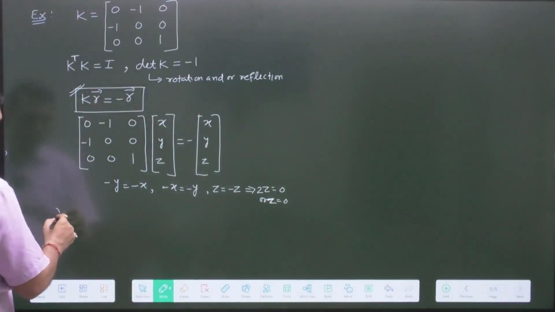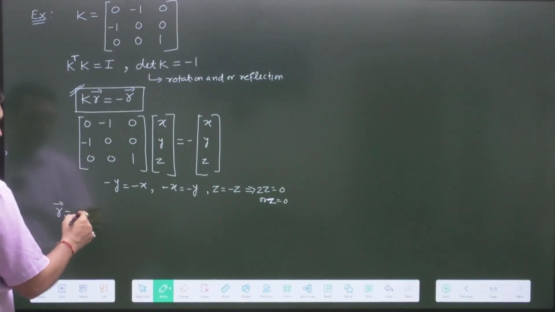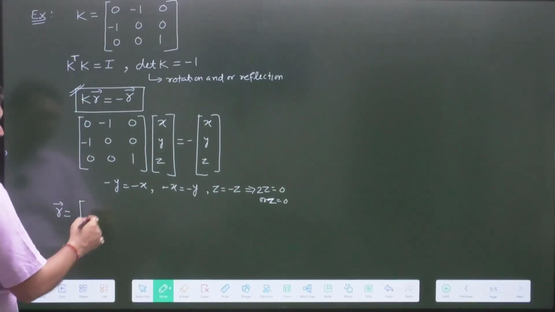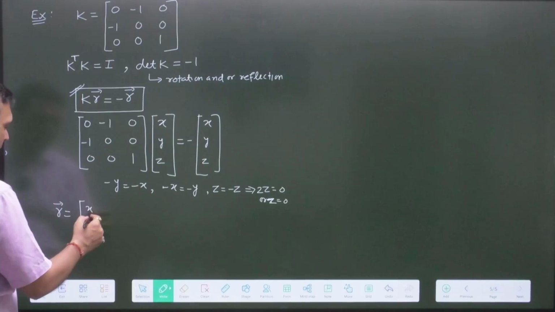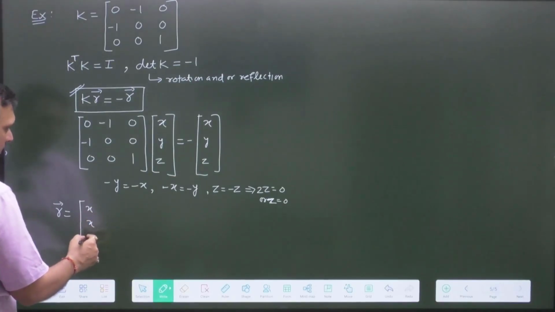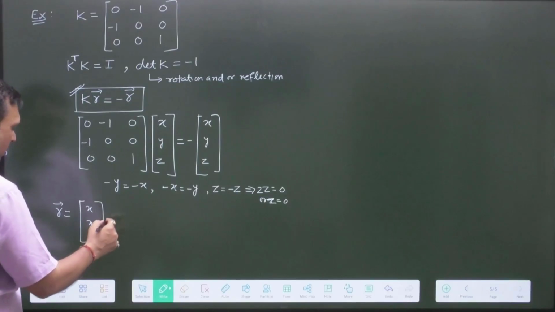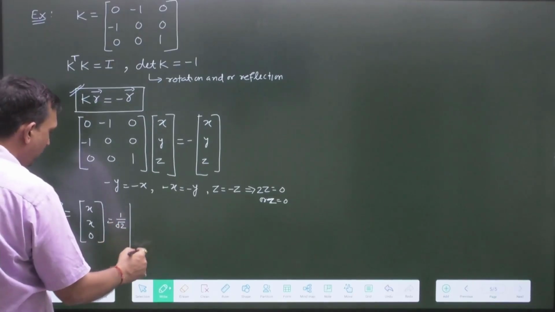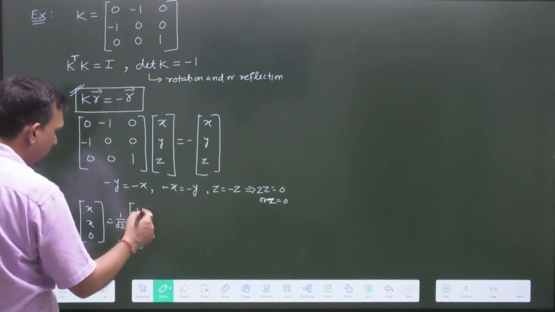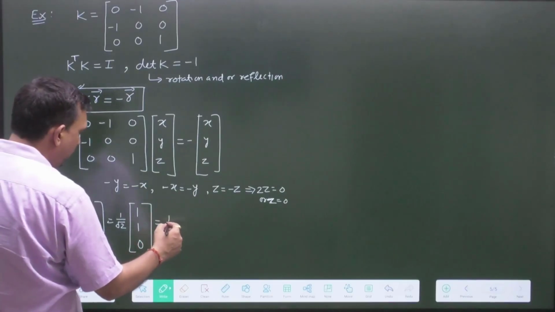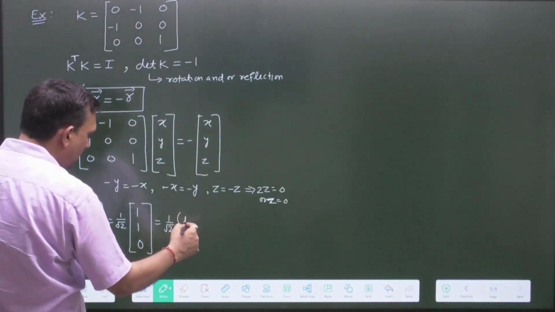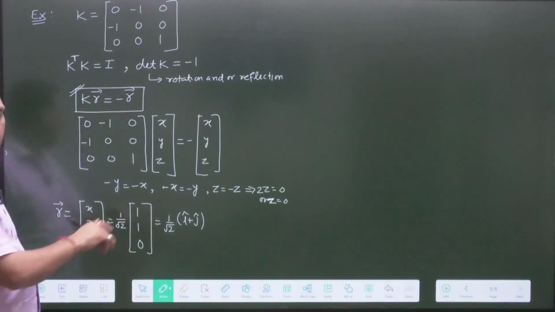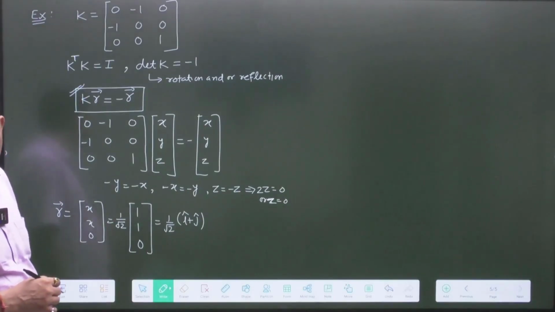So what will be the R vector? Y is equal to X, so this is X, X, 0. If you normalize it, 1 by root 2 times 1, 1, 0. In vector notation, you will get 1 by root 2 times I cap plus J cap. So if there is rotation, the rotation axis will be this axis. Okay?